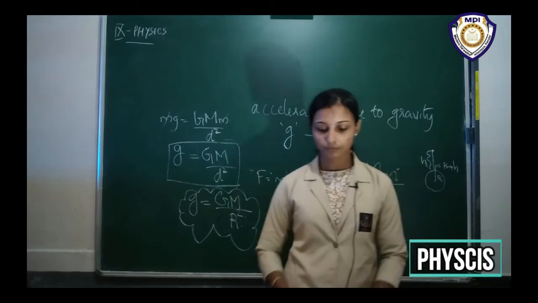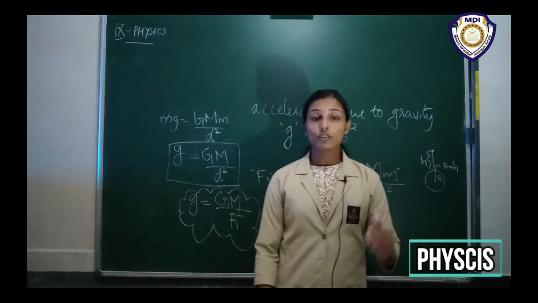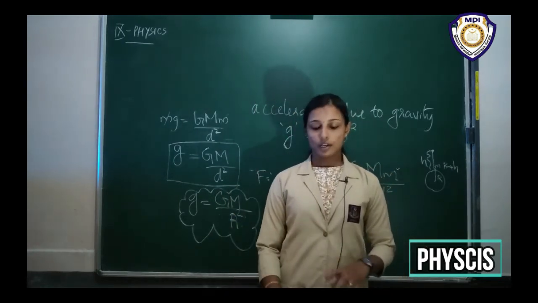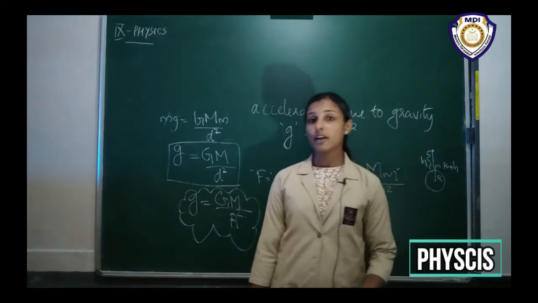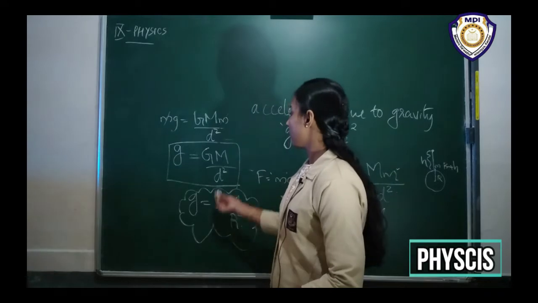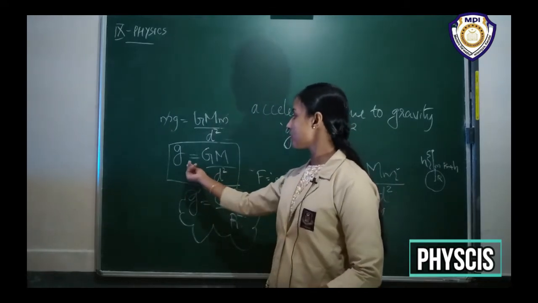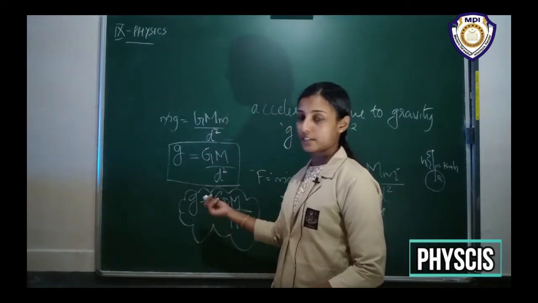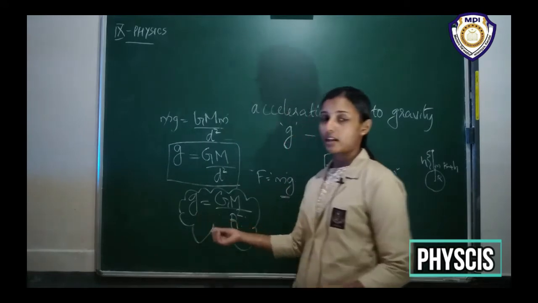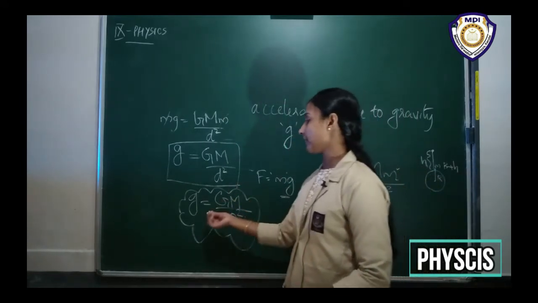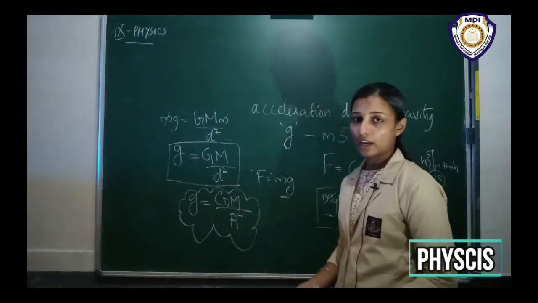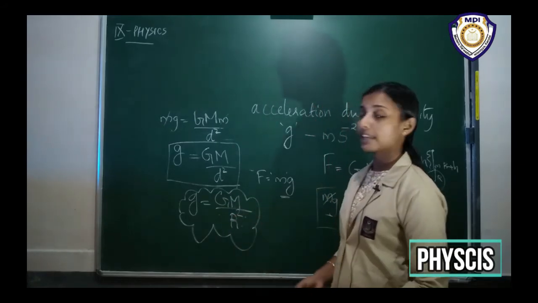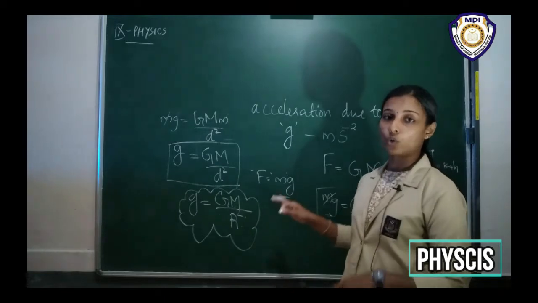Okay, so now we are going to calculate the value of g. How can we calculate the value of g? For the equation of g, we have g is equal to GM by d square, and if the object is on or near the surface, then we have g is equal to GM by r square. So from these equations we can calculate the value of g.